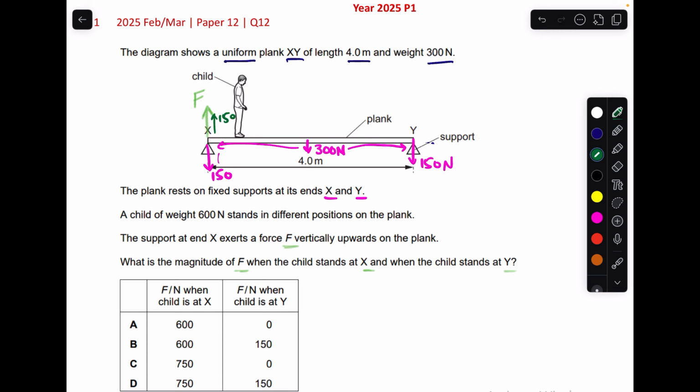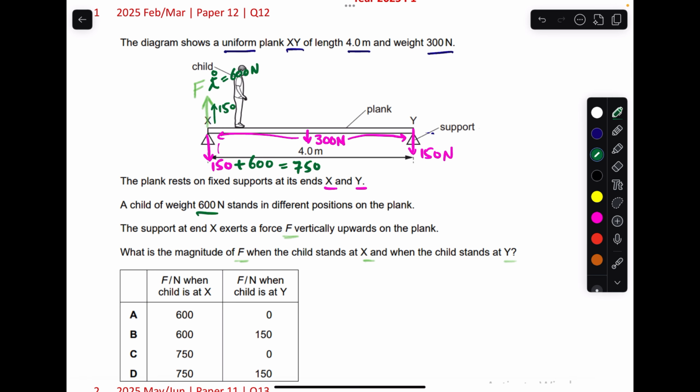So when the child is standing at the point X, exactly at this point, the child's weight is given, it's 600 newton. So in this 150, this 600 newton will also be included, right? Remember the action and reaction, Newton's third law. The amount of force exerted down on the support should be exerted upward. So it will be 750 when the child is standing at X. So these are the two options that we have, so we have to choose between C and D.